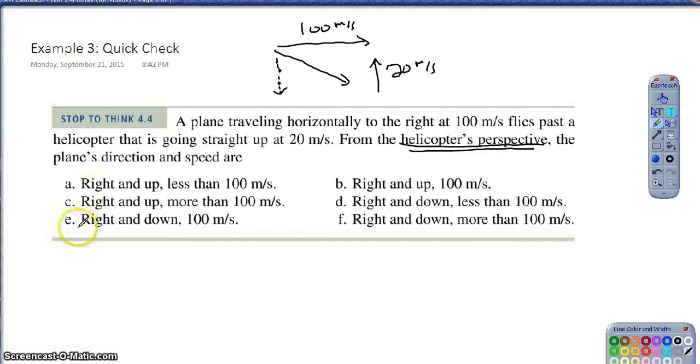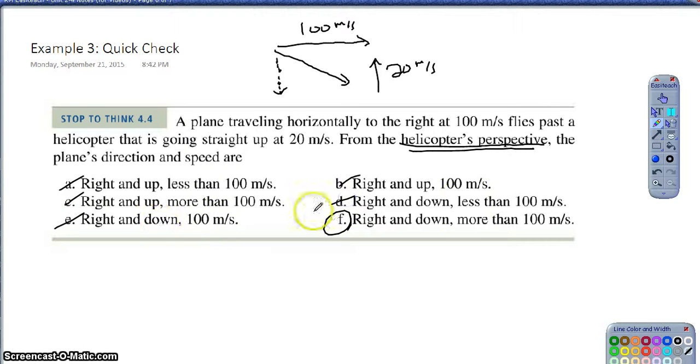So it's going to the right and down, so I can rule out a lot of those options. Right and up, all of those can go away. And then the resultant, well, the resultant would be more than the 100, right? Because we're going 100 to the right, plus it looks like it's going 20 meters per second downward. So then the resultant would be the hypotenuse of those two, which would obviously be more than 100. So looking at this, F is my best option here.